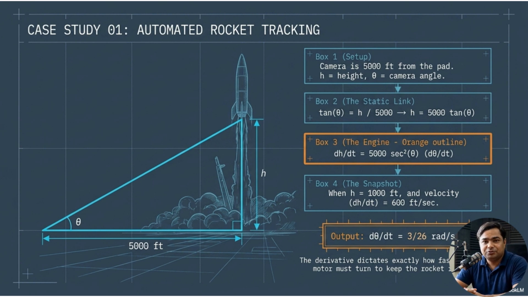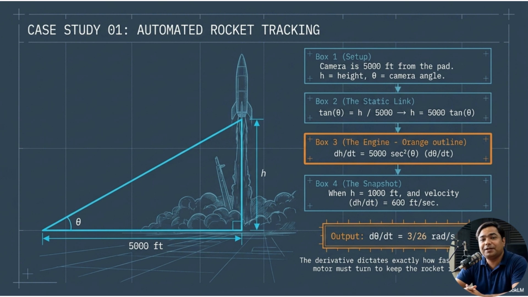Step 3. Differentiate with respect to time. The derivative of h is dh/dt. The derivative of 5000 tan theta is 5000 sec squared theta times d theta/dt. So dh/dt equals 5000 sec squared theta times d theta/dt. Step 4. Substitute the snapshot values. When the rocket height is 1000 feet, its upward velocity is 600 feet per second. So dh/dt equals 600, and tan theta equals 1000 over 5000. We get tan theta equals 1/5. Using this, we can calculate sec squared theta. The final result shown is d theta/dt equals 3/26 radians per second.